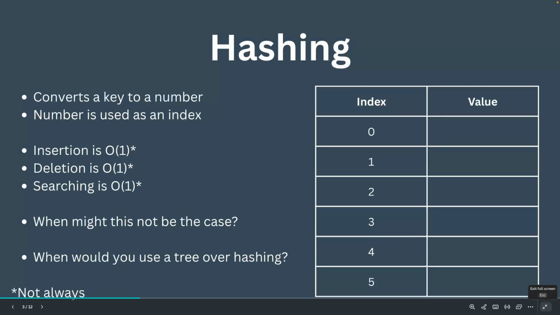The reason you want that is that with that number, you can take the remainder with however big your table is, and that gives you an index. So you have an index where you can look it up in constant time. Insertion, deletion, searching, all constant time. I put an asterisk there. It's not always the case.